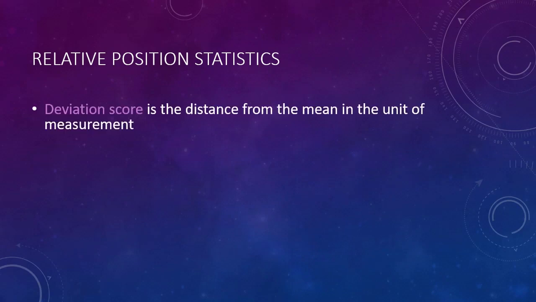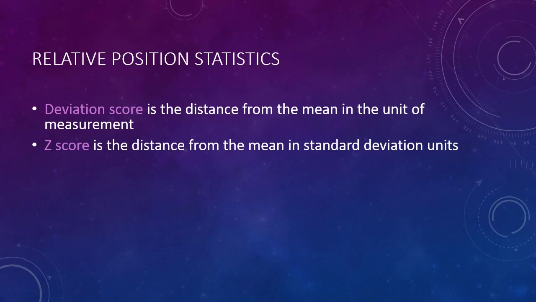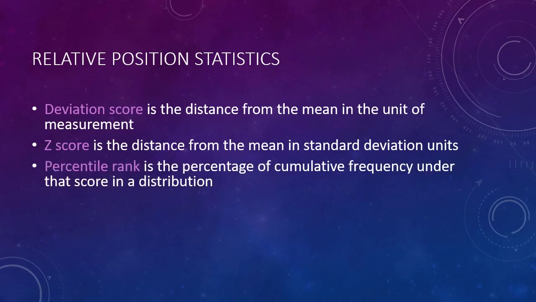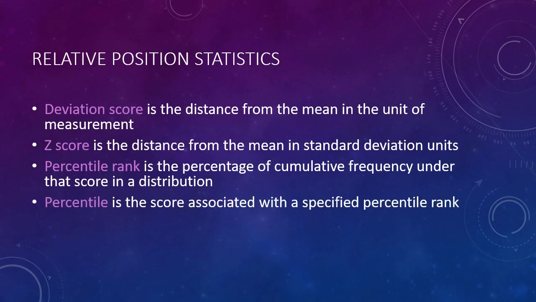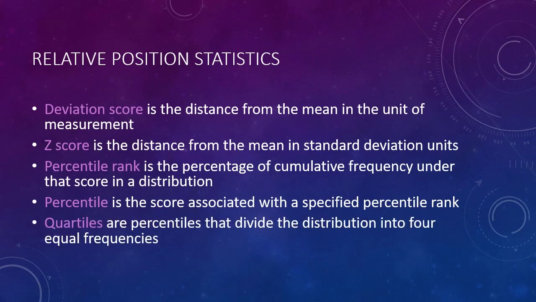The deviation score is the distance from the mean. It is given in the unit of measurement. A z-score is also the distance from the mean, but it is given in standard deviation units. A percentile rank is the percentage of the cumulative frequency below that score in the distribution. A percentile is the score associated with a specified percentile rank. Quartiles are special percentiles that divide the distribution into 4 equal parts.